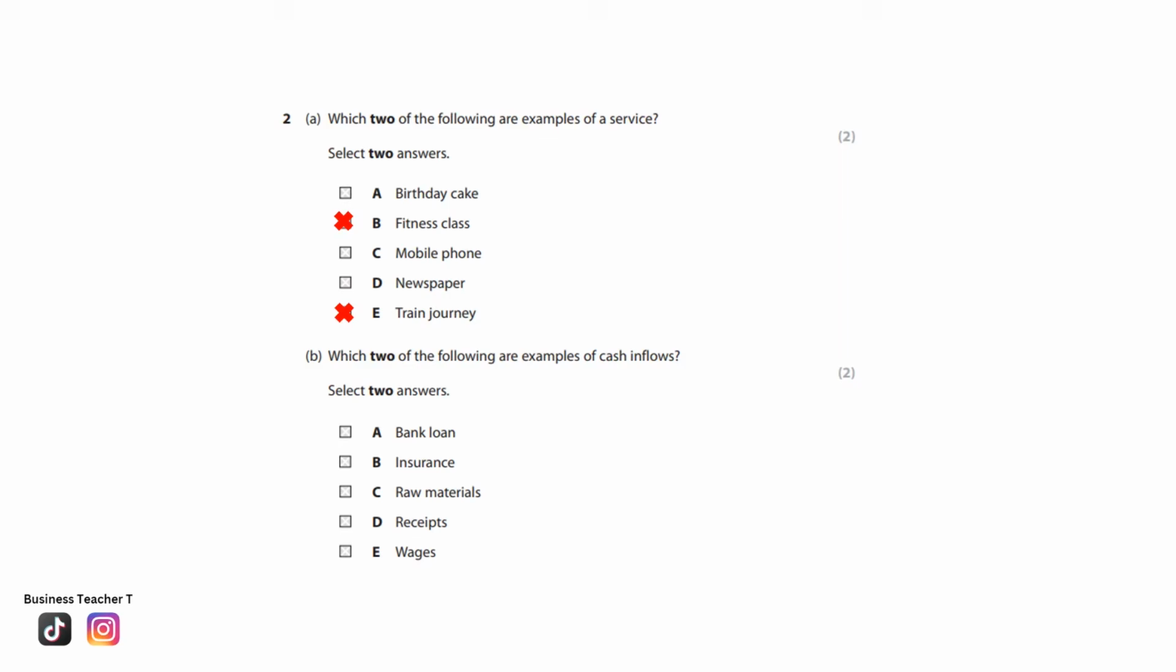Which two of the following are examples of cash inflows? Select 2 answers. A. Bank loan, B. Insurance, C. Raw materials, D. Receipts, E. Wages. And the answers are A. Bank loan and D. Receipts.